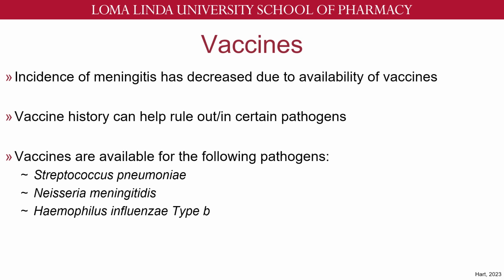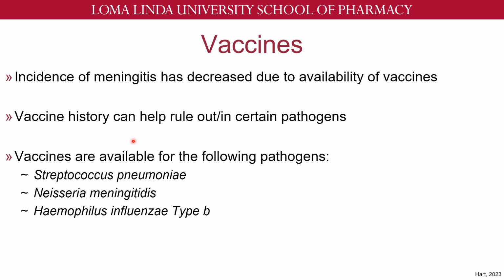So, as I talked about earlier in this lecture, we do have vaccines available, and the lack of vaccines is a risk factor for meningitis infections. One of the things we can do and recommend is making sure our patients are up to date on their vaccines. They have been shown to decrease incidence of meningitis cases. And also, having vaccine history on your patient in general can help rule out and rule in certain pathogens.